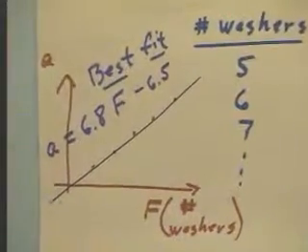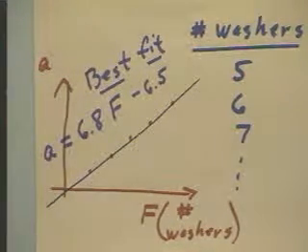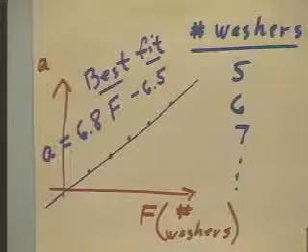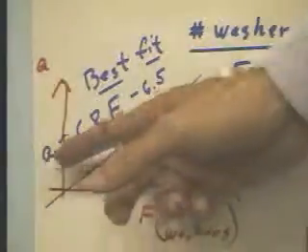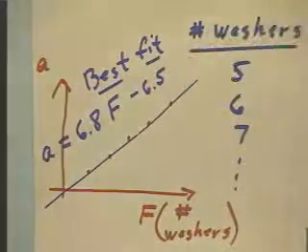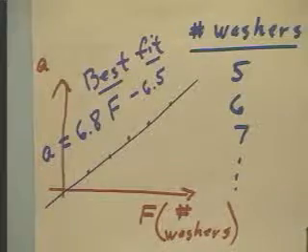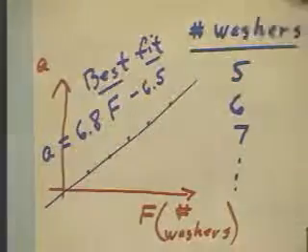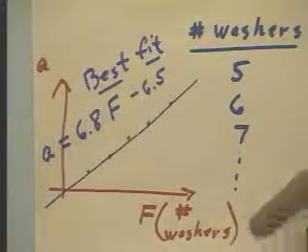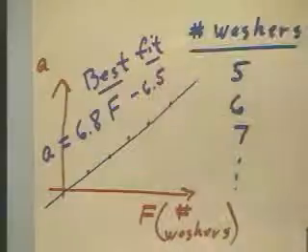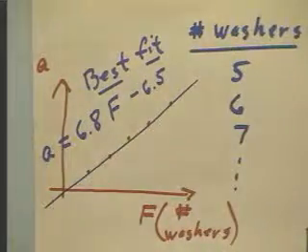Now, in class, we actually used Derive with the data set to do the calculations for acceleration. We got a best fit line. Acceleration is 6.8 F minus 6.5, where F stands for the number of washers. This means that to get the acceleration in centimeters per second squared, we multiply the force in number of washers. Whatever force gravity exerts on a washer is what our force is going to be. Multiply that by 6.8 and then subtract 6.5.